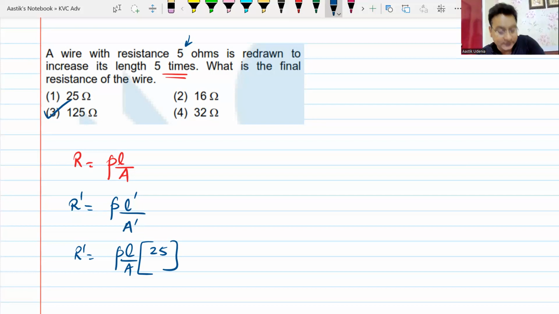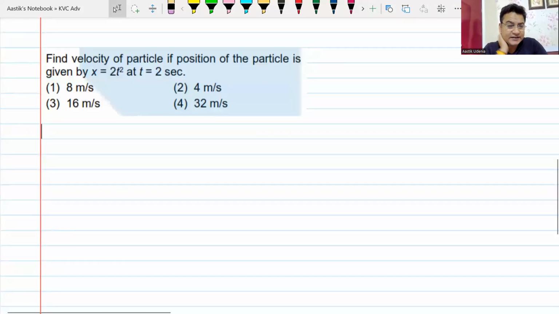Anyways, keeping the disappointment on one side, let's see if you can do this question correctly. The position of a particle is given. You have to just find out the velocity. This is as simple as it gets. What is the answer for this one? Option 1, sir. Option 1.